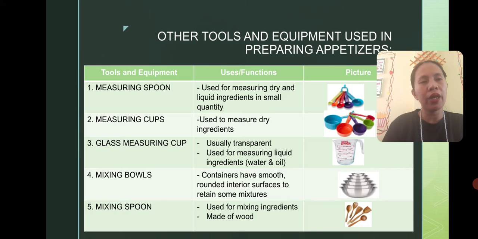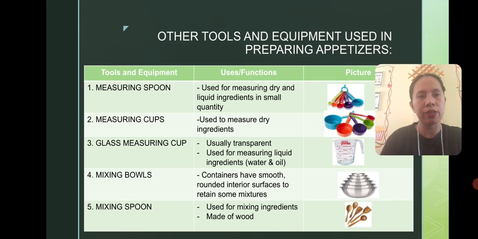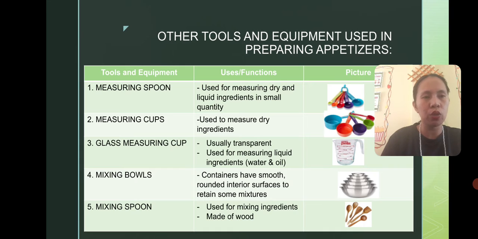The following are the other tools and equipment used in preparing appetizers. The first one is the measuring spoon. It is used for measuring dry and liquid ingredients in small quantity. As you can see with the picture, are you familiar with the measuring spoon? It is used in baking and in cooking.